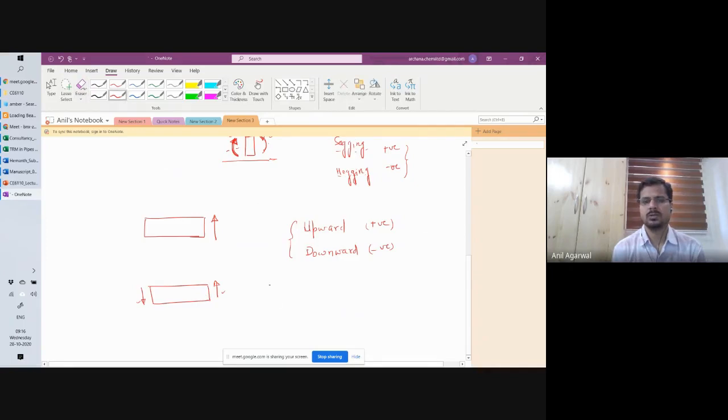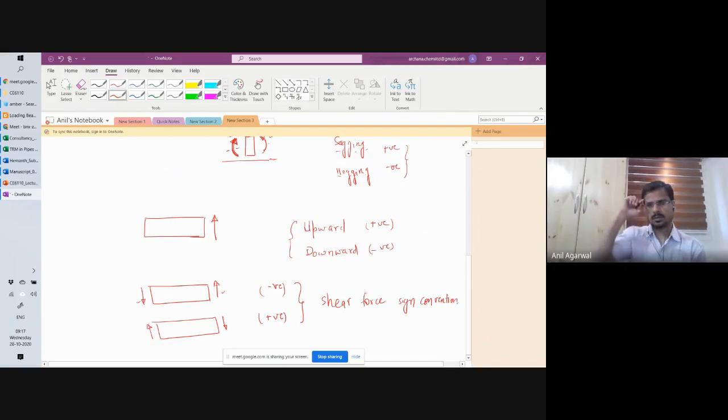The one that we use in this course is this one will be negative, and if it is this kind of a force, then it is positive shear force. Okay. So this is shear force. Sign convention. Okay. This is something you have to be very, very careful about.